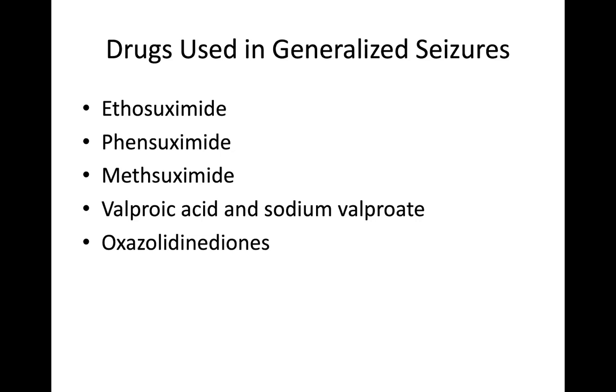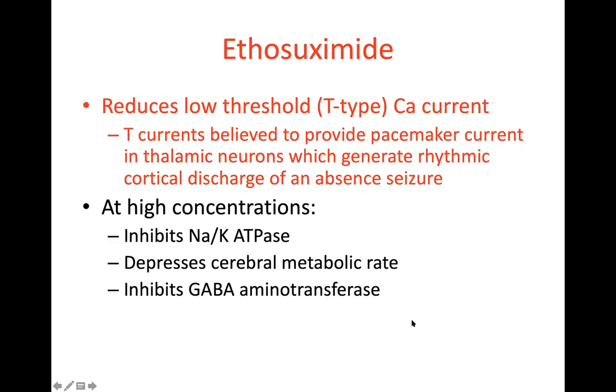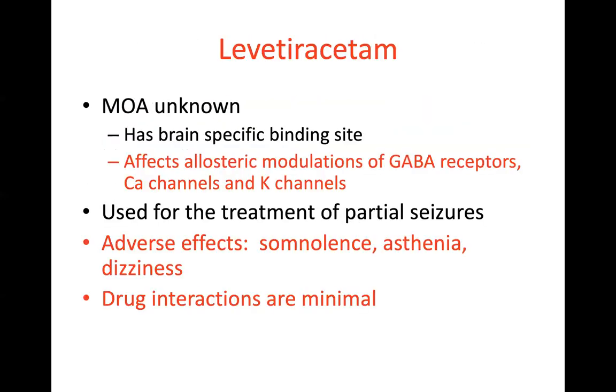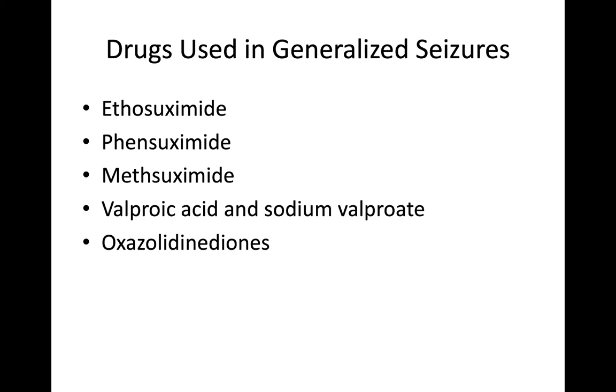Okay. So all the drugs we've talked about have been used primarily for partial seizures and various other types and some on generalized seizures. The ones that we're going to look at now are primarily used for people that have had generalized seizures. So we have the succinimides, which include ethosuximide, phensuximide, methsuximide. Then we have valproic acid and sodium valproate, which is Depakote. And then we have one last class, which is the oxazolidinediones.